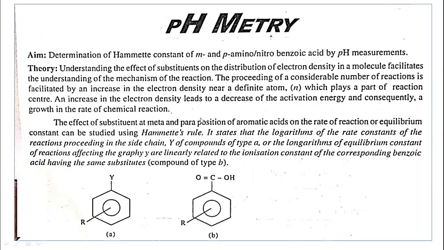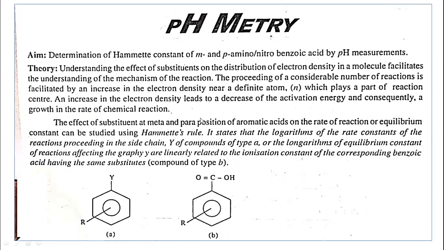In this lecture, I would like to discuss the pH metry experiment, which belongs to the syllabus of MSc semester second physical chemistry. This is the second experiment I would like to discuss. Already I have discussed the potentiometry experiment, that is, to determine the formula of the silver ammonia complex.